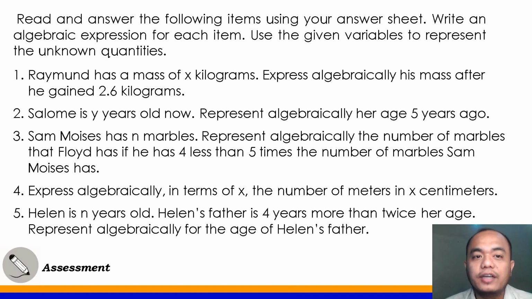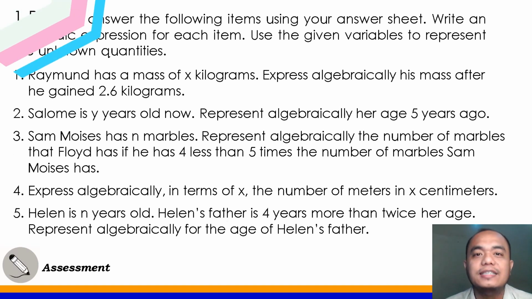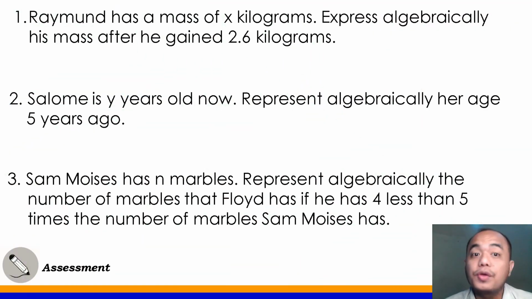Okay, here's the direction. Read and answer the following items using your answer sheet. Write the algebraic expression for each item. Use the given variables to represent the unknown quantity. So let's have number 1. Raymund has mass of x kilograms. Express algebraically his mass after he gained 2.6 kilograms.